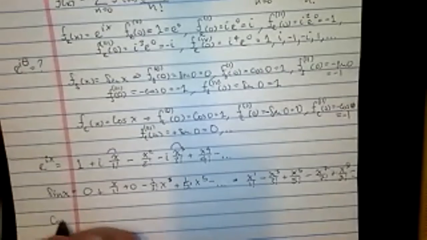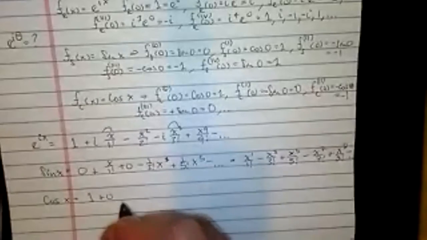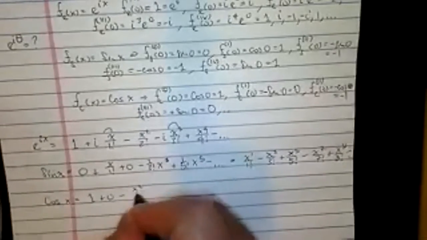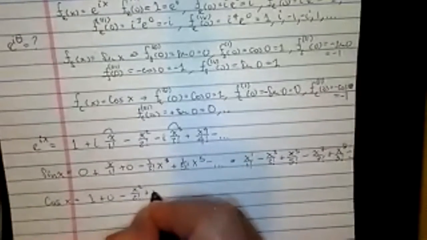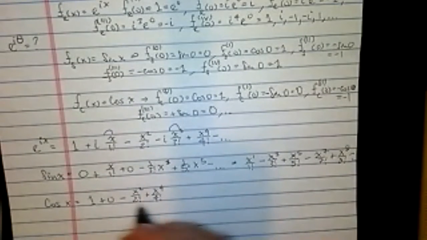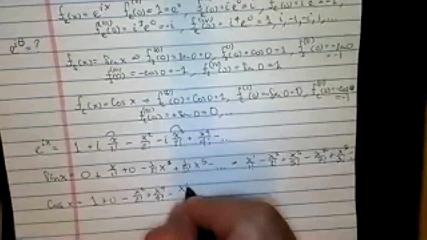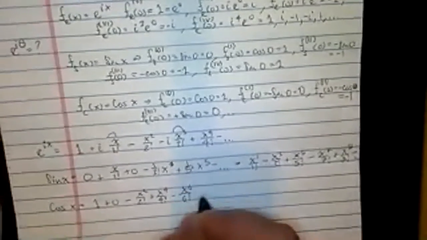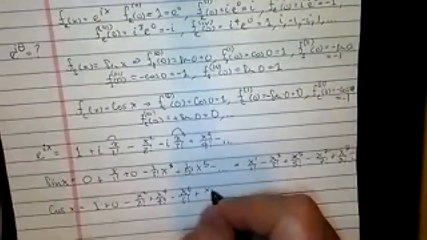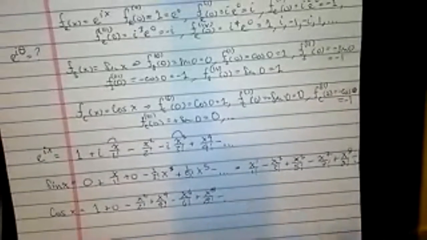In this case, we're getting cosine of x, and cosine of x turns out to be 1 plus 0 minus x squared over 2 factorial plus x to the 4th over 4 factorial. I'm cutting out the zeros now instead of actually putting them. Minus x to the 6th over 6 factorial plus x to the 8th over 8 factorial minus ... You can see that fills in these spots.